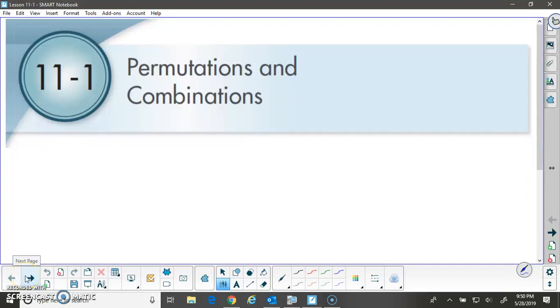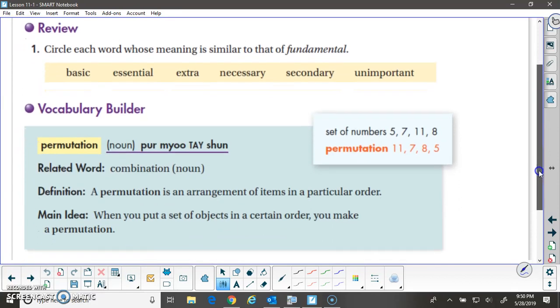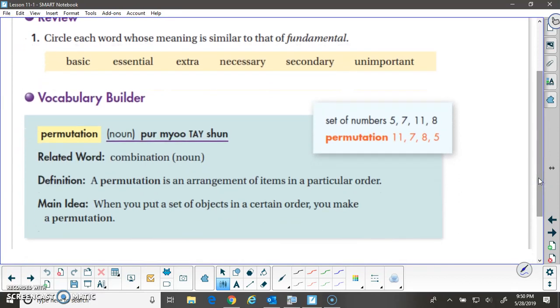Lesson 1 of Chapter 11 is on permutations and combinations. As we get into these definitions, let's slide down to the middle. You can see our definition of permutation is right here in the middle. This is how you pronounce permutation. But a permutation right here is an arrangement of items in a particular order.